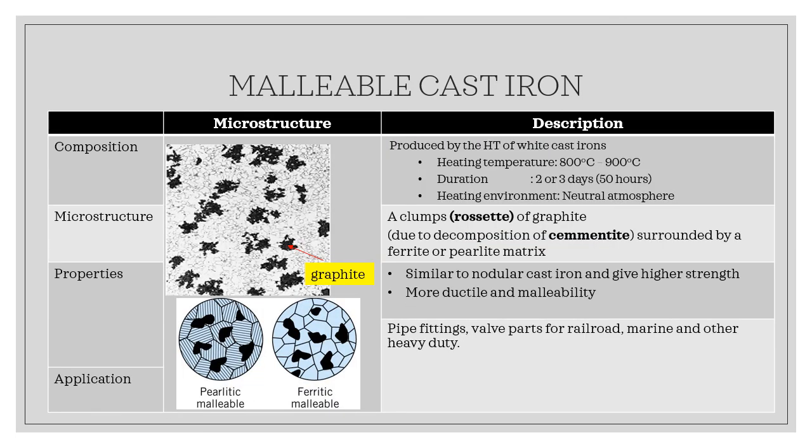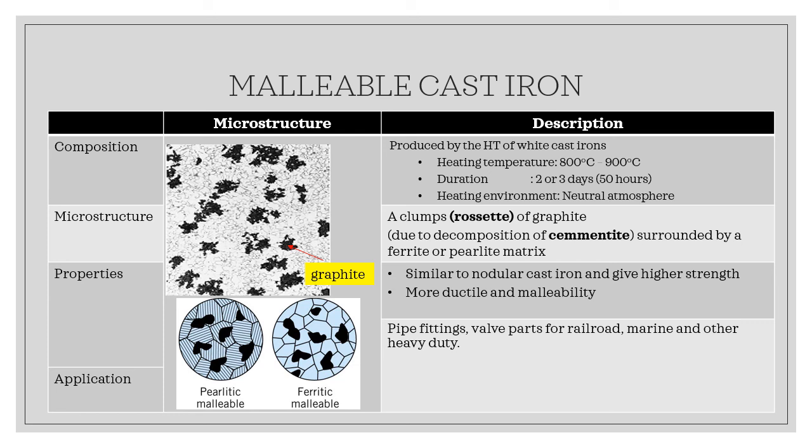And lastly, we have malleable cast iron. It is actually heat-treated white cast iron. So the process starts by heating white cast iron at a temperature of 800 to 900 degrees C for a duration of at least 50 hours, or 2 or 3 days. And the heating environment is inside a furnace in a neutral atmosphere. So the result is a clump or rosette.